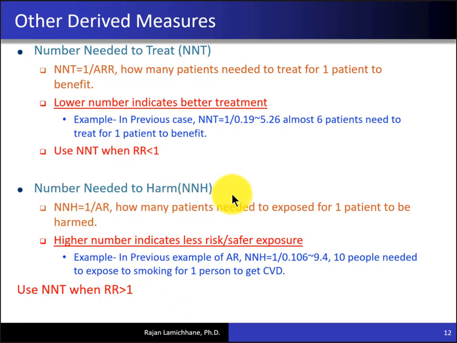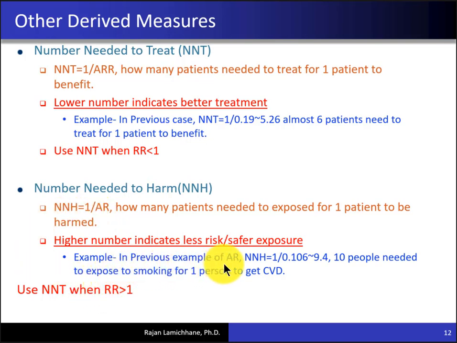Number needed to harm is very similar to number needed to treat, but you use it when there is no protective effect and the relative risk is more than 1. Number needed to harm is how many patients need to be exposed to the risk factor so that one patient will be harmed. A higher number indicates less risk, or safer exposure.